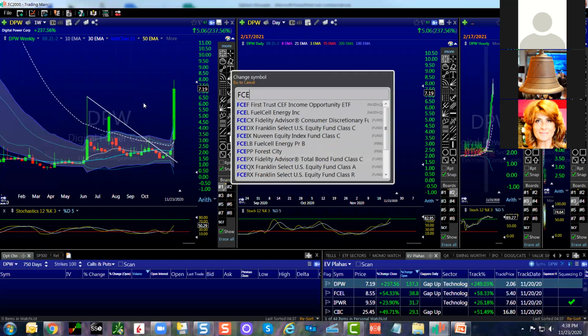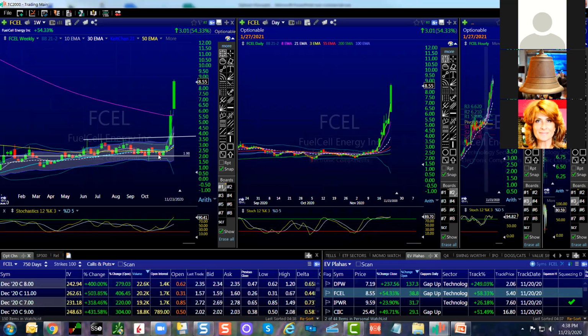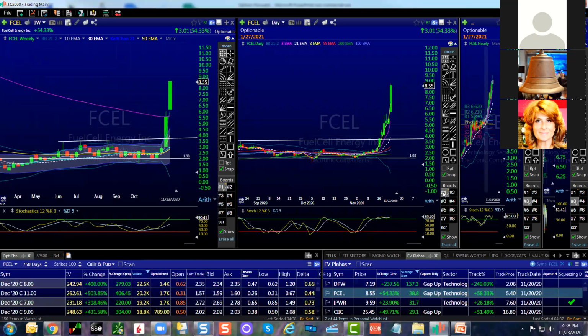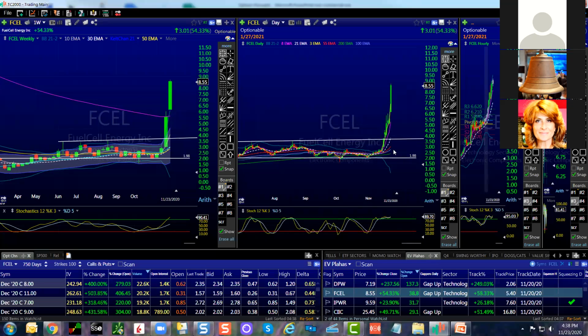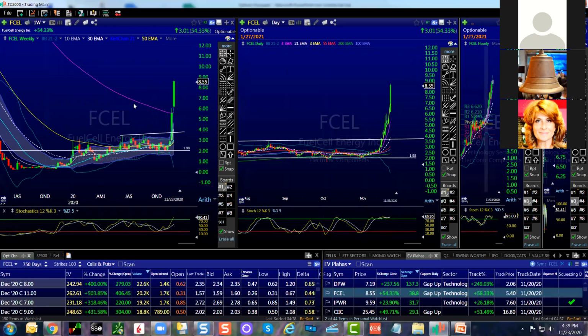Fuel cell, for example. Now this doesn't have options, but fuel cell does. Literally spotted this when it broke out of the wedge at 350, it went to 9, closed at 850. This didn't even have a market for options. This was an illiquid market for options. And then they started coming in here like mad, driving the IV up, which is implied volatility, right? So this is doubled. The underlying is obviously exploding. People are excited about this concept.